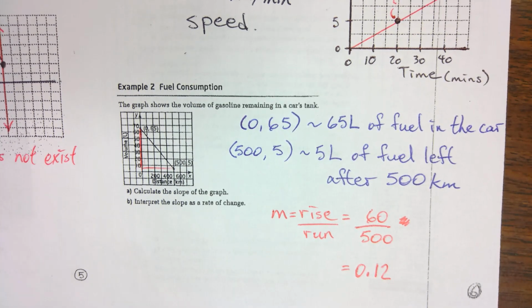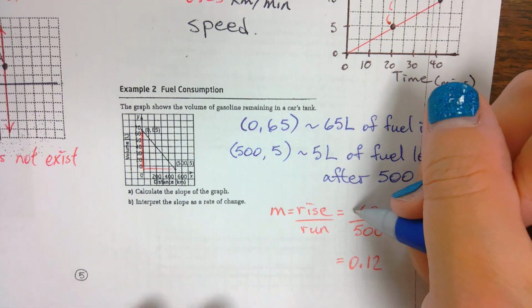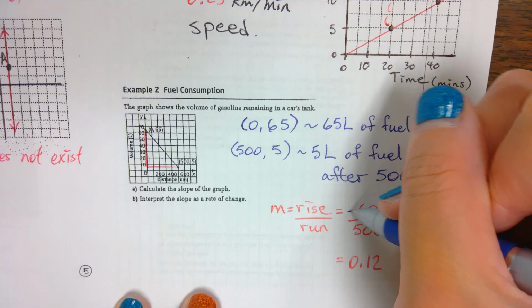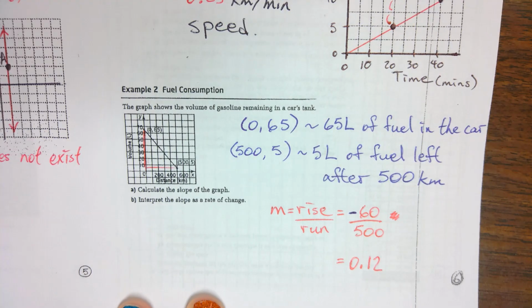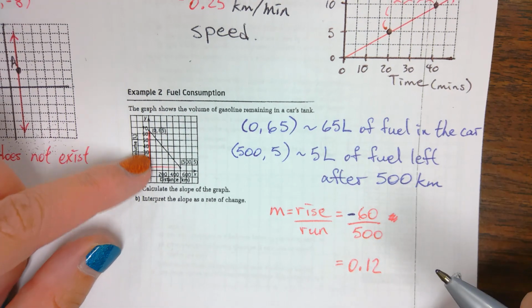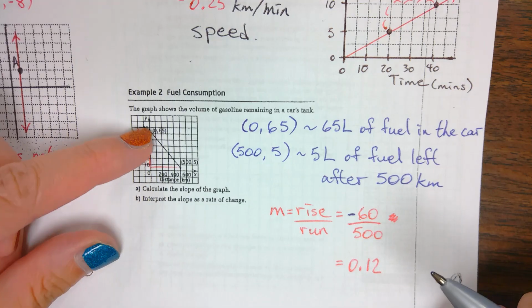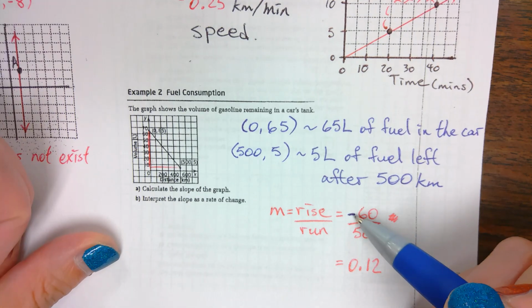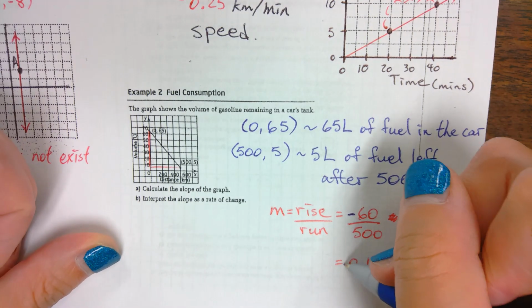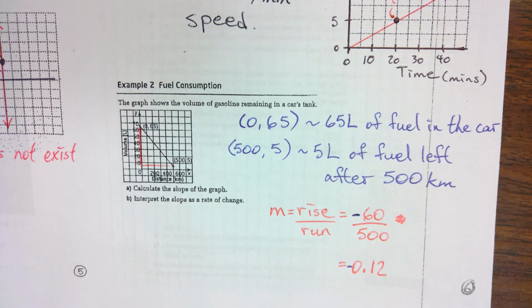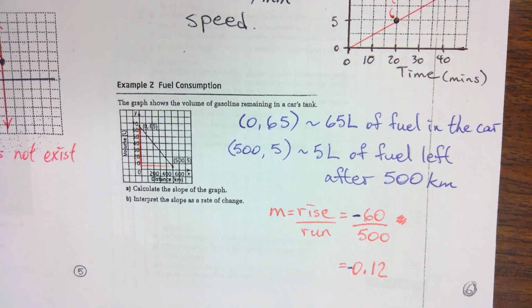Now, something's wrong with my answer right here. What did you catch? Negative. So your car doesn't gain more fuel. Remember, if your rise, you're going down, going down the elevator, it's negative. So it's negative 0.12. What's my unit here?